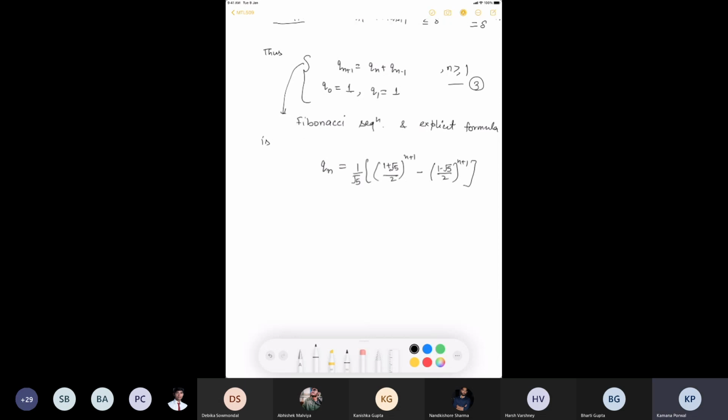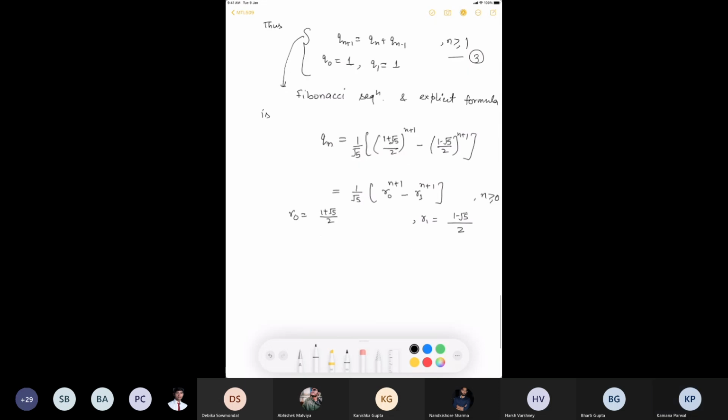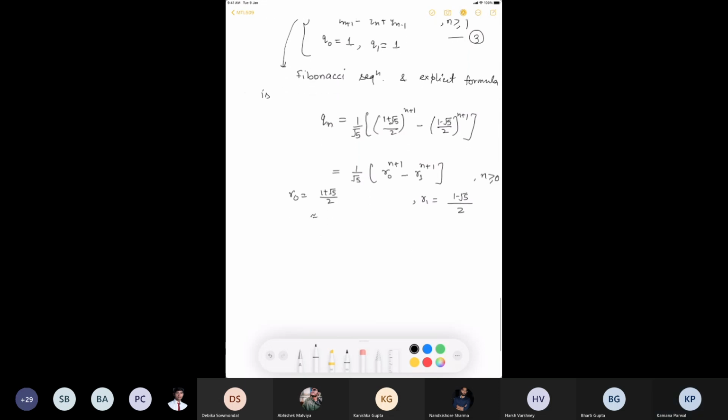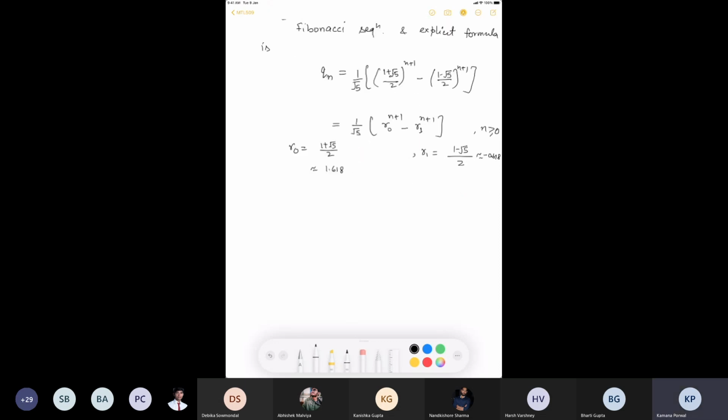Okay, in a way, if I denote my r naught as 1 plus root 5 divided by 2, then this is going to be r naught raised to power n plus 1. And if I call this r1, then this is r1 raised to power n plus 1. This is approximately 1.618, and this is approximately minus 0.618. So if I take a very large value of n, what will happen?